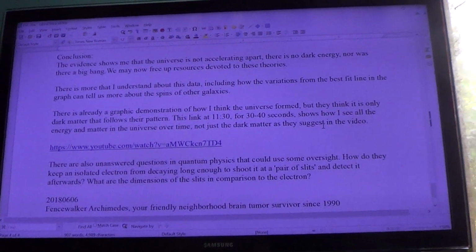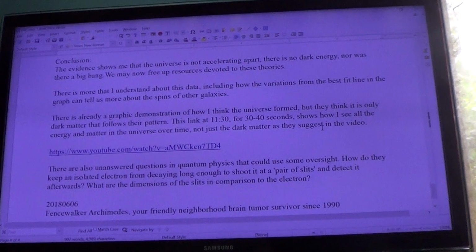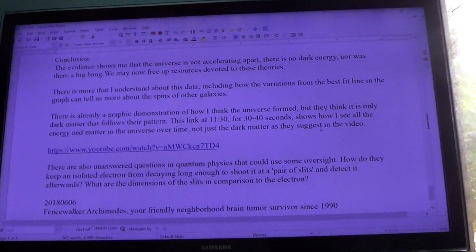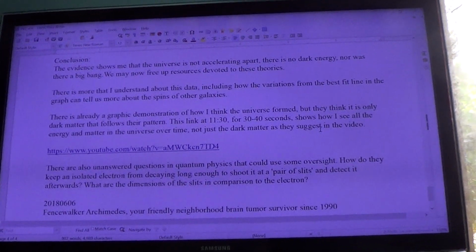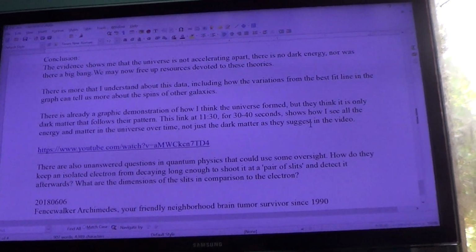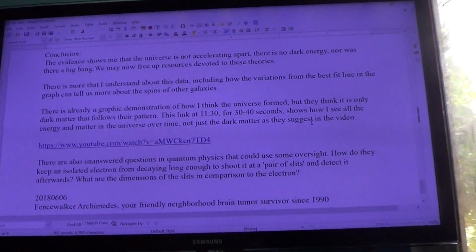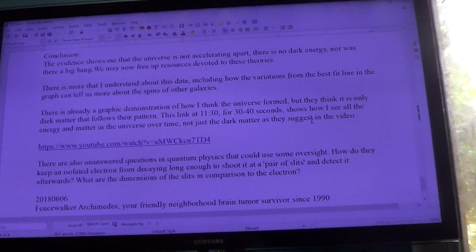There are also unanswered questions in quantum physics that could use some oversight. How do they keep an isolated electron from decaying long enough to shoot it at a pair of slits and detect it afterwards? What are the dimensions of the slits in comparison to the electron?